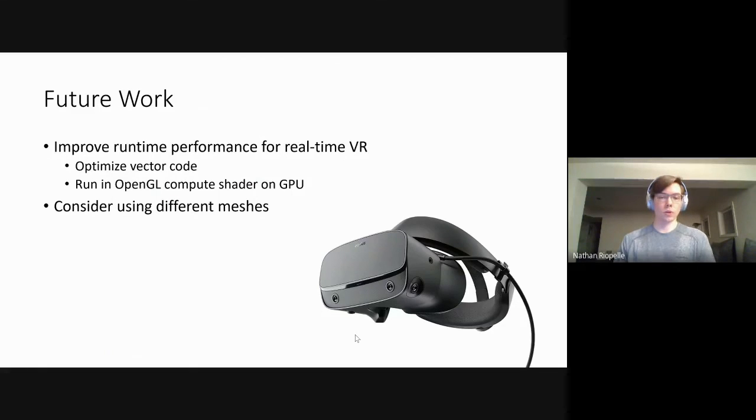In future work, we would obviously like to improve our runtime performance so that we get the real-time VR demo. We hope to do this by optimizing vector code and also moving the code to an OpenGL compute shader so we can run it on a GPU. And we're also considering using different meshes besides triangles for a control mesh, possibly rectangles or pentagons.